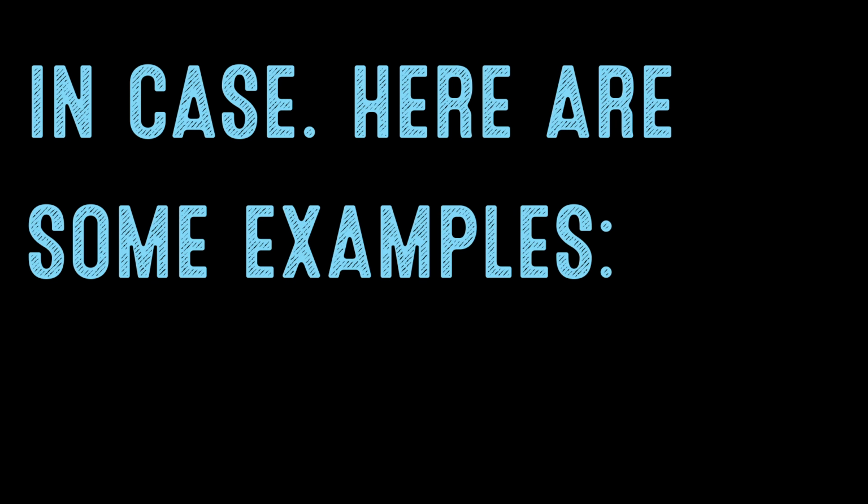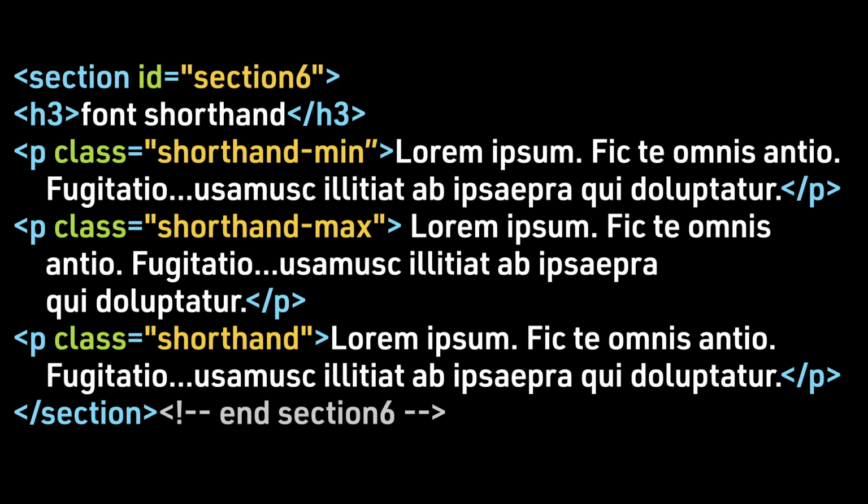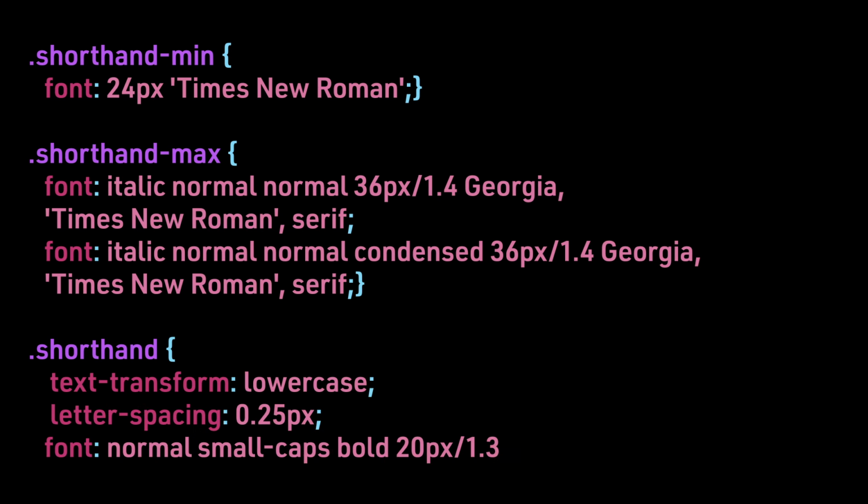Here are some examples. First, we will set up our HTML. We have three options: setting the shorthand with the minimum values, setting the shorthand with the maximum values, and setting a shorthand with a combination of some values but not others. And here is our CSS.